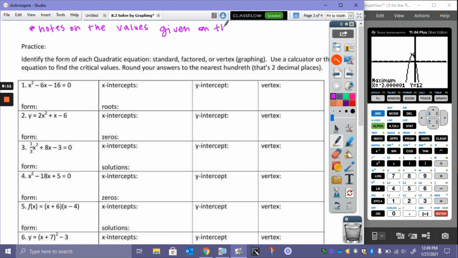Second lunch, orange diamond, may head to the cafeteria. Second lunch, orange diamond.